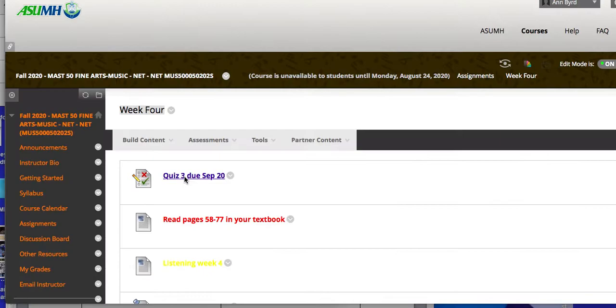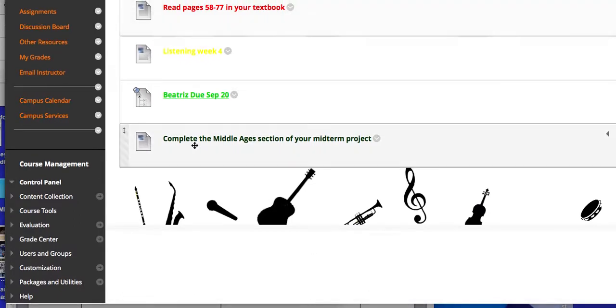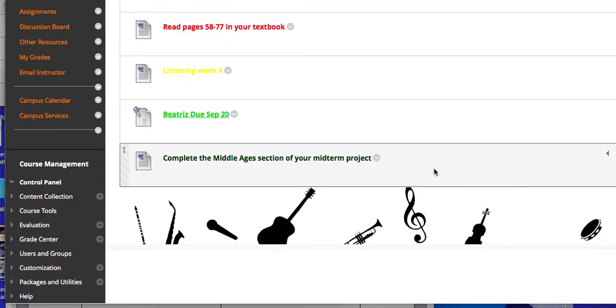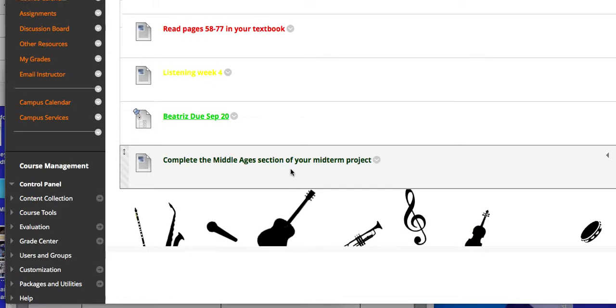I mentioned this in the other video, but I just want to make sure that you understand it. What I've got here in week 4 is I said complete the Middle Ages section of your midterm project. There is nothing to turn in. All I'm trying to do is keep you on track so you can basically be done with the midterm project by the time it's due. So basically just trying to help you keep ahead of things.